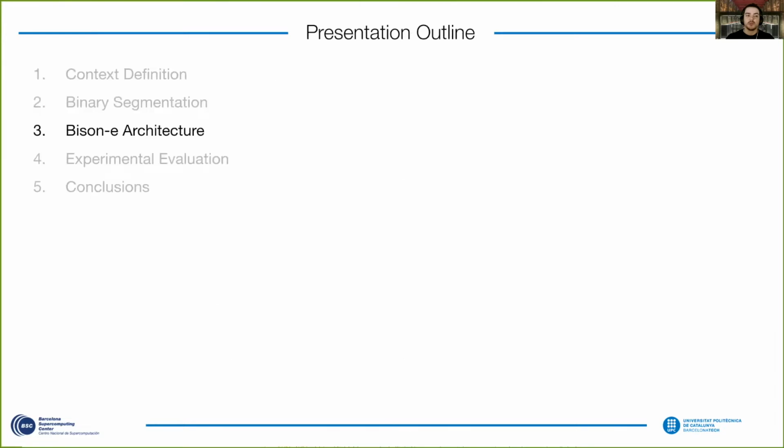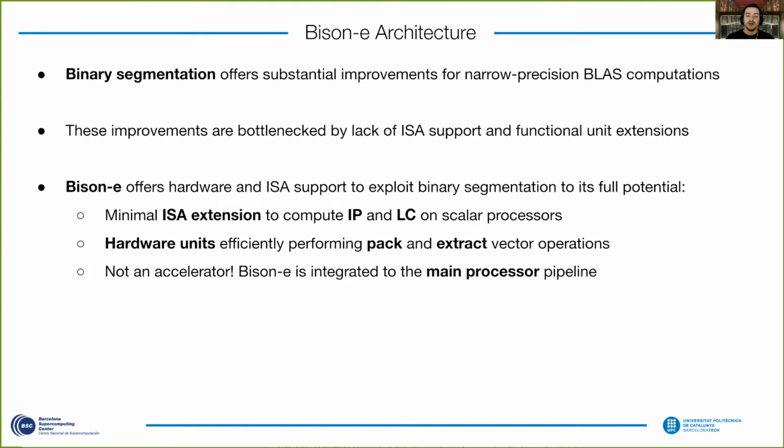For this reason, we propose the BiSone architecture. Although our design space exploration shows that binary segmentation offers a substantial improvement for narrow precision computations, these improvements are alleviated by the lack of ISA support and by the lack of functional unit extensions in current general purpose processors. This is because general purpose processors don't include operations or specific functional units to create the input cluster needed by binary segmentation or to extract a specific output from the multiplication output. For this reason we proposed BiSone-e.